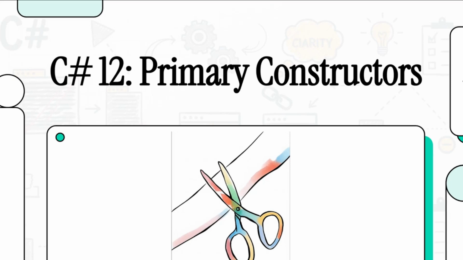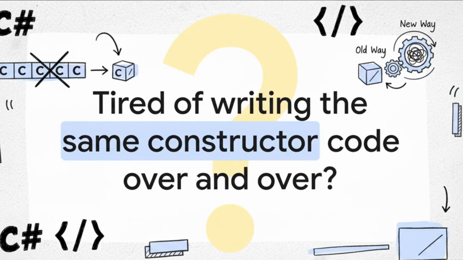Hey everyone, so let's talk about one of the most common things we write in C# over and over again, the constructor. We're going to dive into a C# 12 feature called Primary Constructors, and I promise it's designed to make your code way cleaner, a lot leaner, and just so much less repetitive. Seriously, if you're a C# dev, you know exactly what I'm talking about.